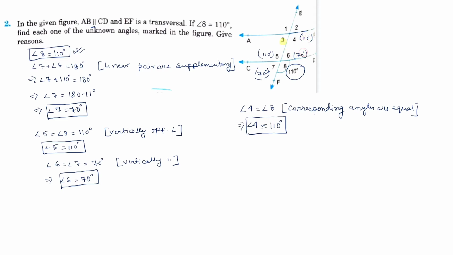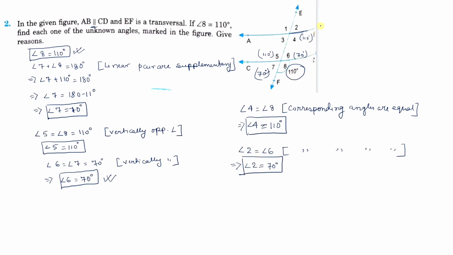Next, look at this, angle 2 is above this line and angle 6 is above this line. So they will also form the corresponding angle. Angle 2 equals angle 6. The reason will be same, that is corresponding angles are equal. So the value of angle 2 will be 70 degree because angle 6 was what? Angle 6 was 70 degree.